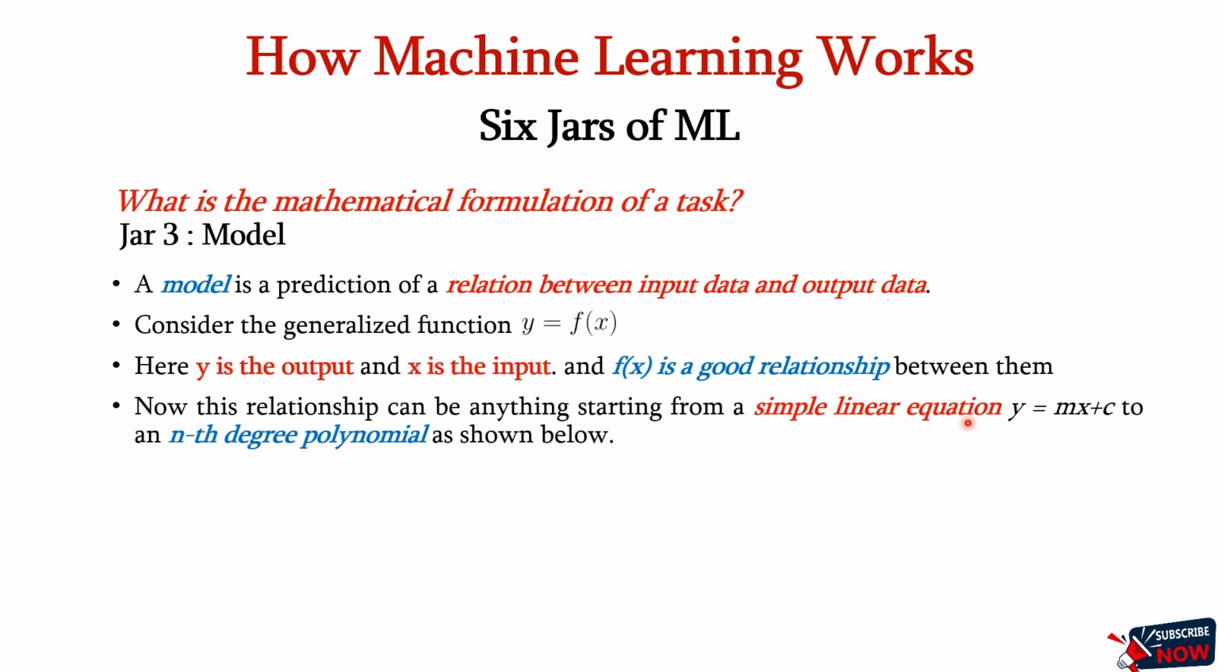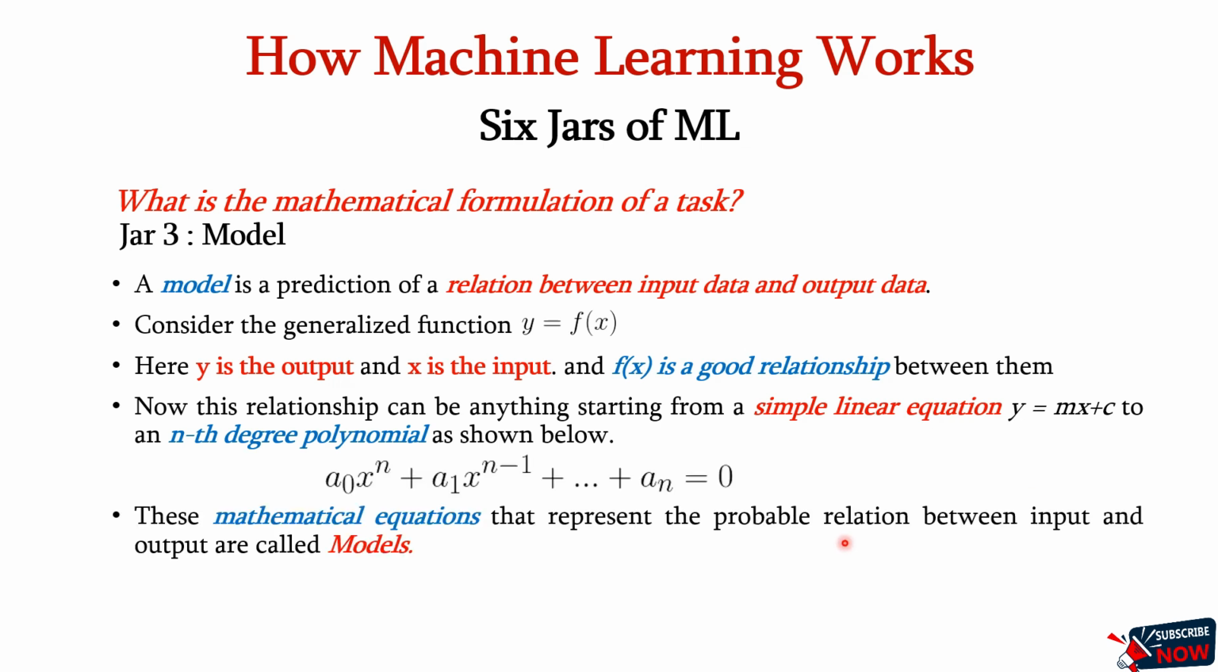This relationship can be anything which starts from simple linear equation y equal to mx plus c to nth degree polynomial as mentioned here. The mathematical equations that represent the probable relationship that exists between the input and output are called as models.